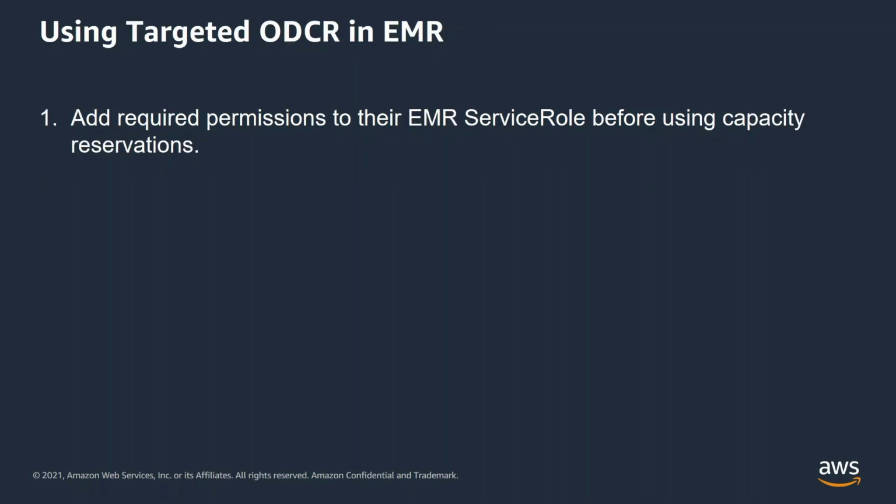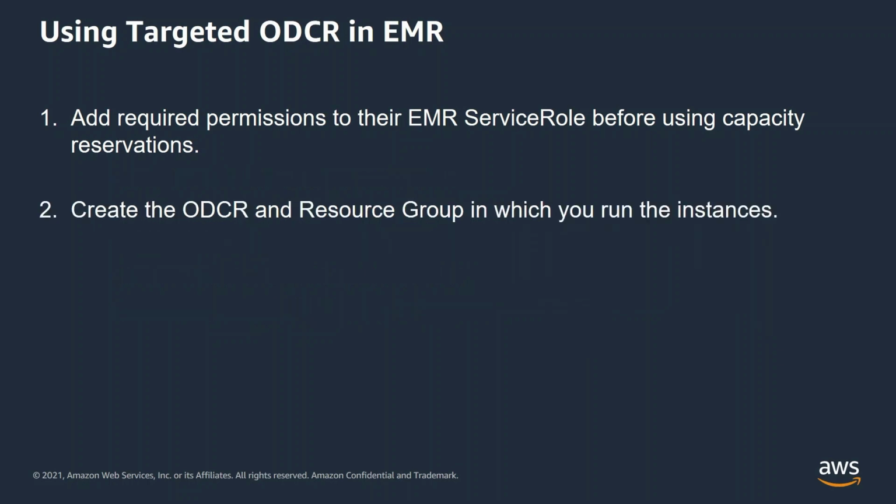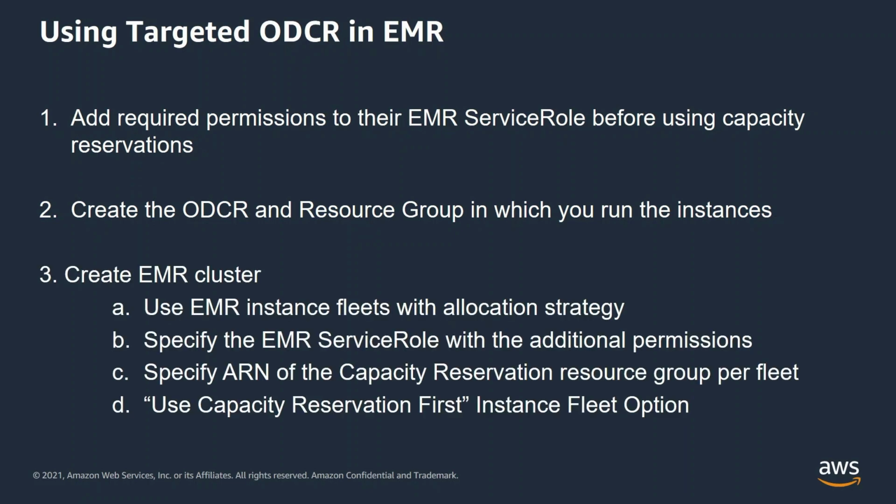Using EMR with targeted ODCR is really a 3-step process. The first thing you need to do is add the required permissions to the EMR service role as a prerequisite. The EMR service role requires the 5 permissions specified on this slide. EC2 supports scoping access down to a specific capacity reservation ID in the IAM policy statement's resource value. Likewise, the AWS Resource Groups team supports scoping down to a specific resource group name for the resource value in the IAM policy statement. Step 2 is to create the targeted ODCR and the resource group, and then you associate them in the resource group's grouped resources.